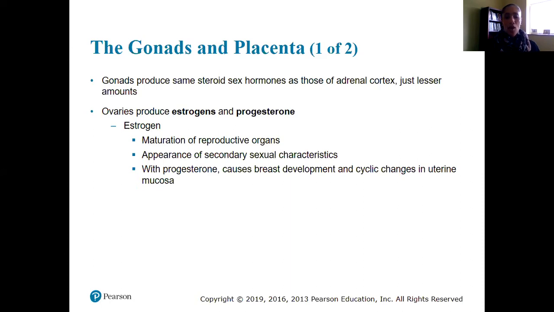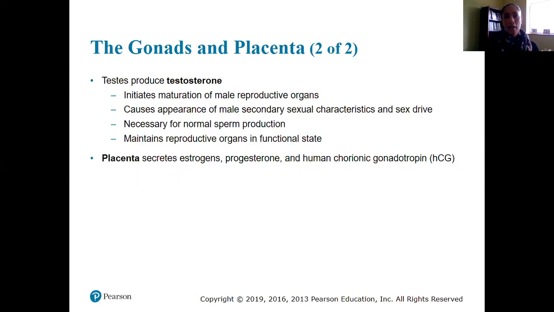So as a female, we look feminine because estrogen is going to direct that deposition into the body that makes us look feminine. And then with progesterone, this is going to cause breast development and cyclic changes in the uterine mucosa, especially in the time of the ovarian and uterine cycles.